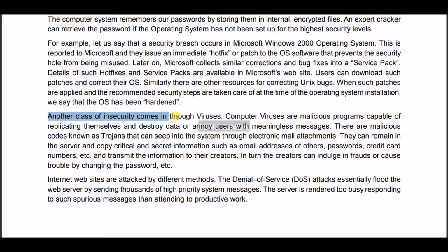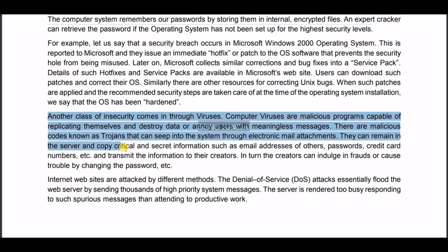Another class of insecurity comes through viruses. Computer viruses are malicious programs capable of replicating themselves, destroying the data, or annoying the user with meaningless messages. There are also malicious codes known as Trojans that seep into computers through electronic mail attachments.